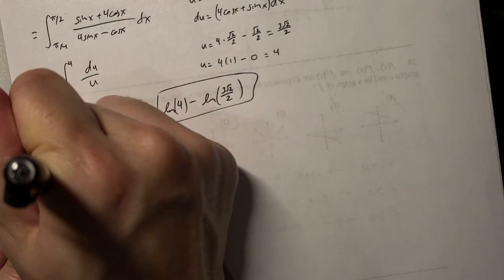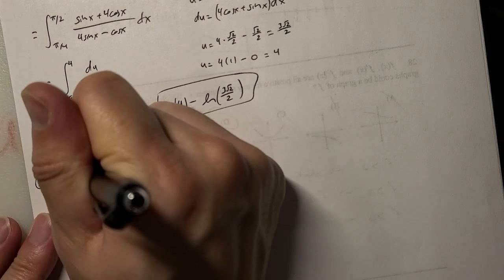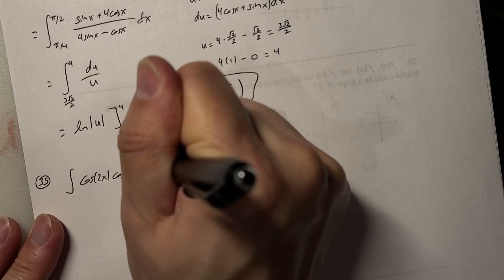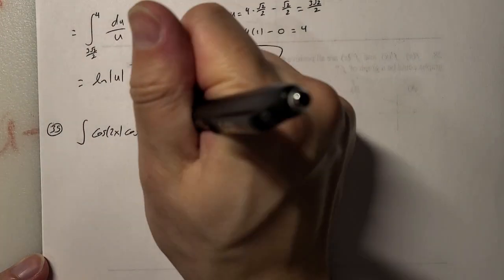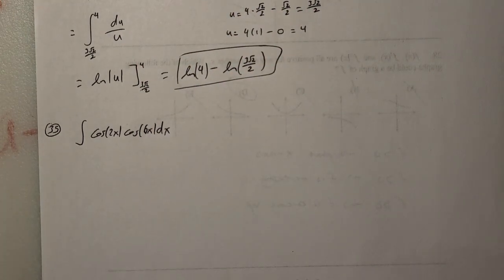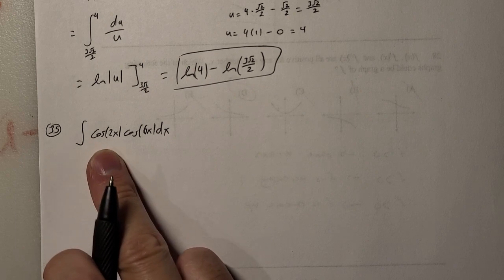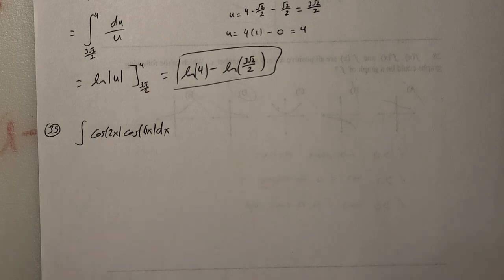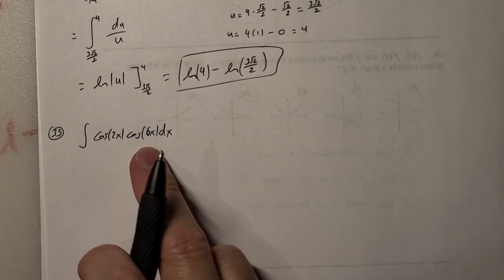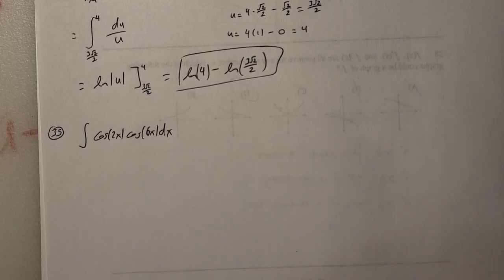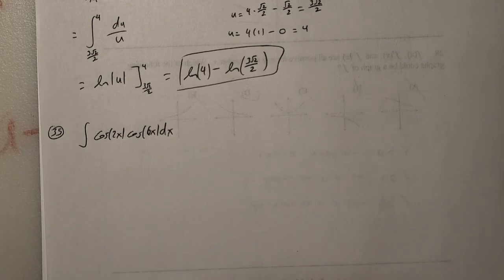Okay, 35. We have an integral of cosine 2x, cosine of 6x, dx. At least in math 2B at UCI, you don't typically learn how to solve this type. It's just another trig identity in the trig integral section. When you have a product of two cosines, there's a product to sum formula. I think that's what the identity is called. So let me just use the identity.